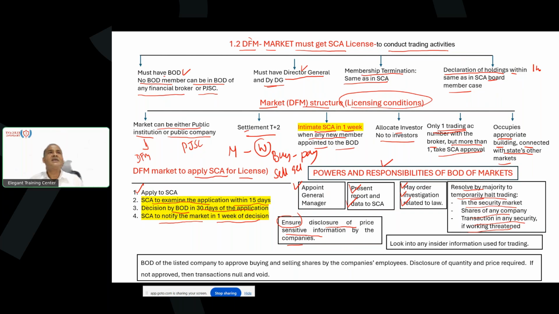Correct. Insider means what? The person having access to the sensitive information is called an insider. An insider can be an employee or board member, whoever. If you are having access to sensitive information, you are called an insider. That is why, as we will discuss, the company has to maintain the names of the insiders, meaning names of the employees who have got access to sensitive information. That's called the insider list. That also has to be submitted to the SCA.